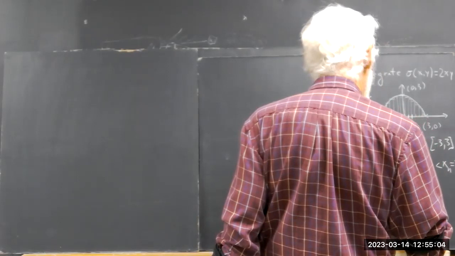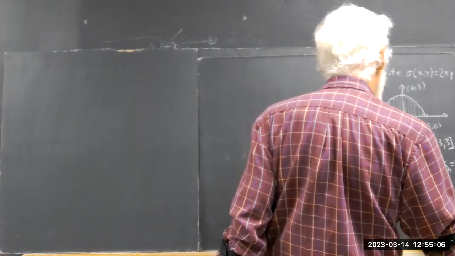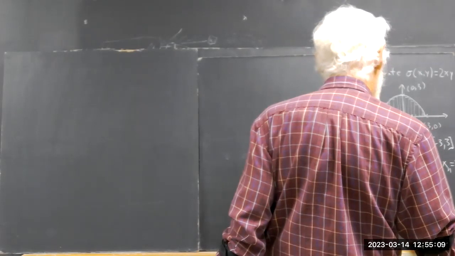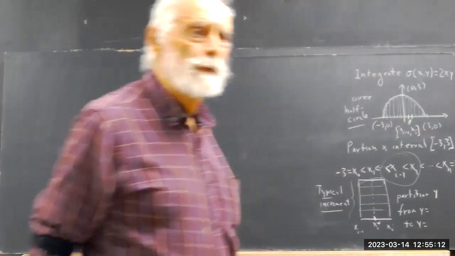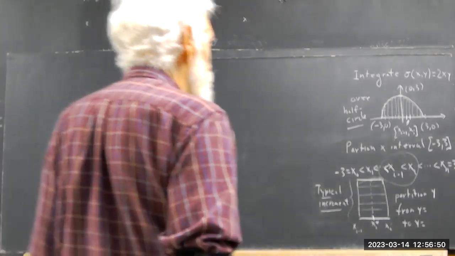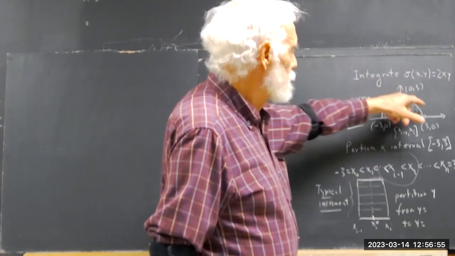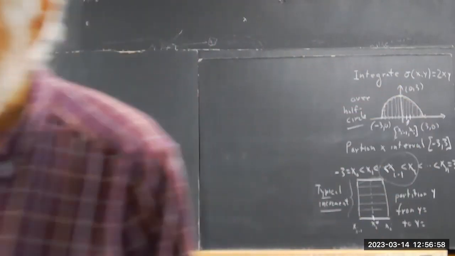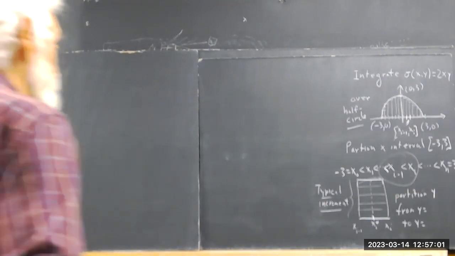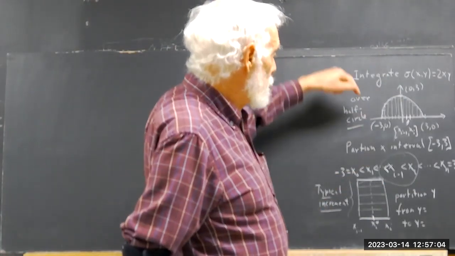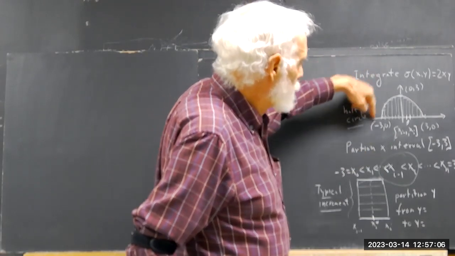Partition y from y equals what? So think about it for a second, see if you can tell me what the limits on y ought to be. Okay, not sure, I was recording. Want to integrate this over this half circle, actually. Yeah, so if this is a repeat, go ahead and listen again, or just get through it. I want to integrate this over the half circle here.